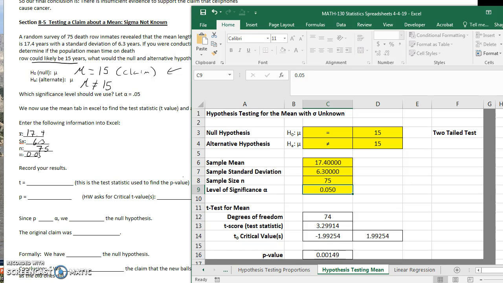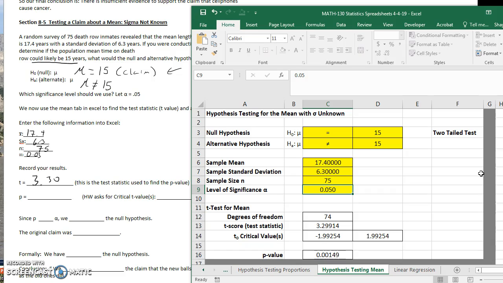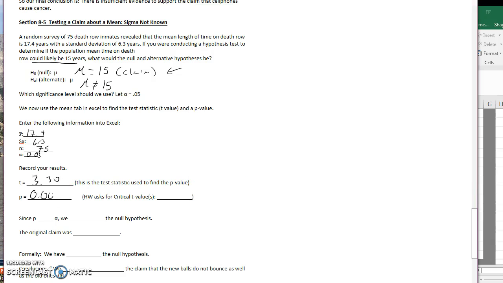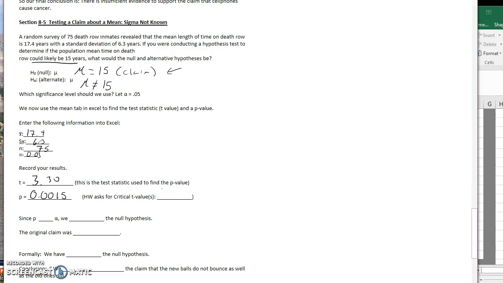Our t-score, or our test statistic, is, let's round this to 2 decimal places, 3.30. Our p-value is, let's round this to 4 decimal places, 0.0015. Sometimes a homework problem might ask you for a critical t-value. Those are listed right here. There are 2 of them. Since we are doing an equal sign, this is called a two-tailed test. So it's negative 1.99 and positive 1.99.